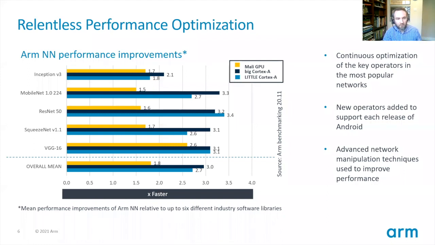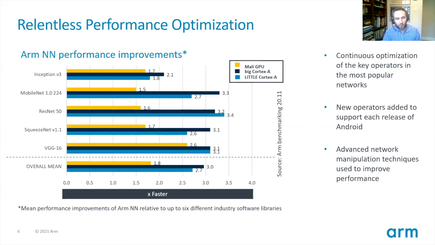So how do we achieve this superior performance? Well, the key is that we only optimize key operators in the most popular networks. We do not support all operators, and we do not optimize all operators. We only focus on the things that are most prevalent in the most common networks. We add new operators with each Android release, and we use advanced network manipulation techniques to improve performance.